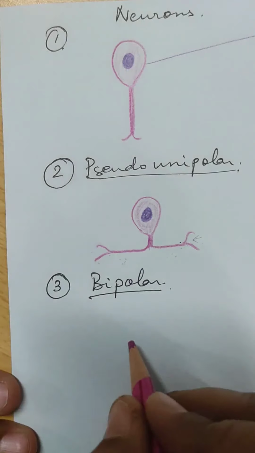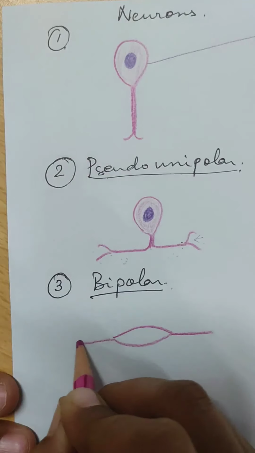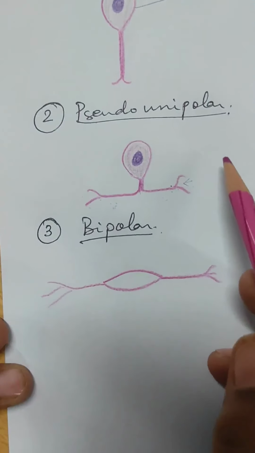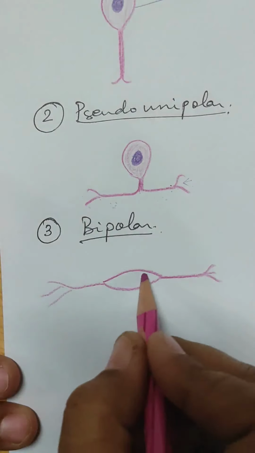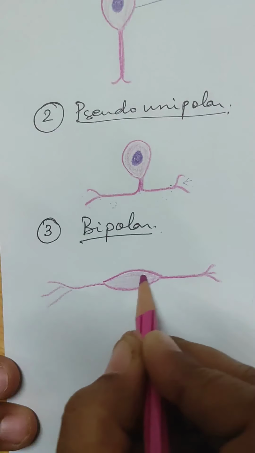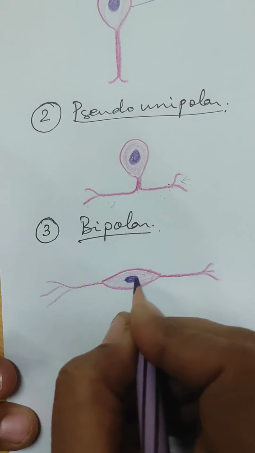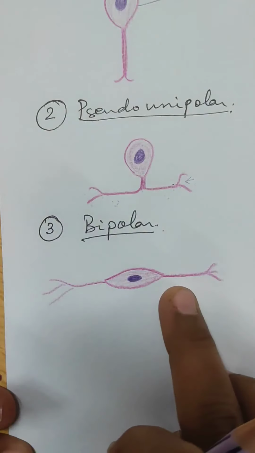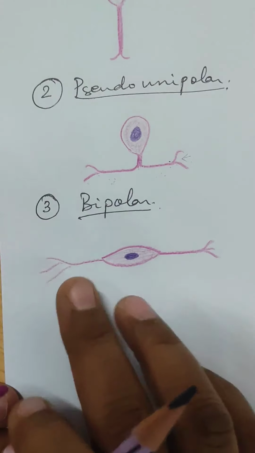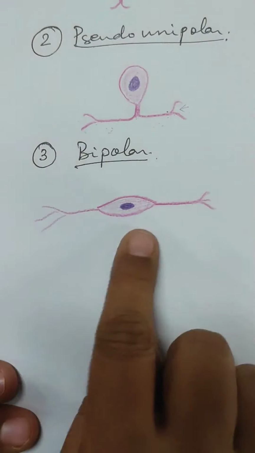In bipolar neurons, there will be a neuron in the center, and at the two ends there will be processes. I hope you can appreciate the difference between the three. The bipolar neurons are present in the retina, and this is the nucleus. So the two poles, one from where the axon or the dendrite is attached, and the second from where the other one is attached. So two poles have two processes attached.